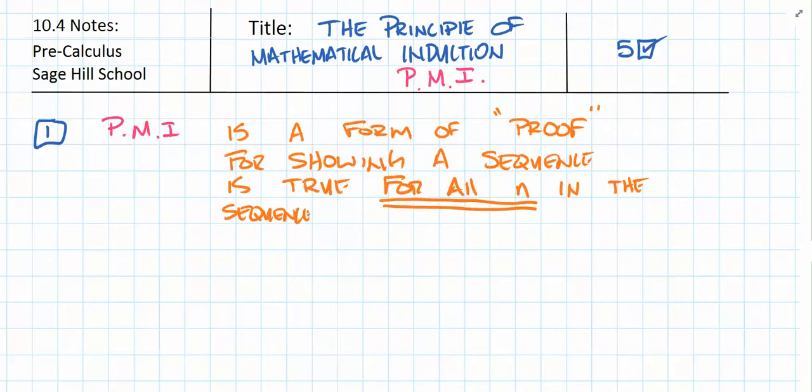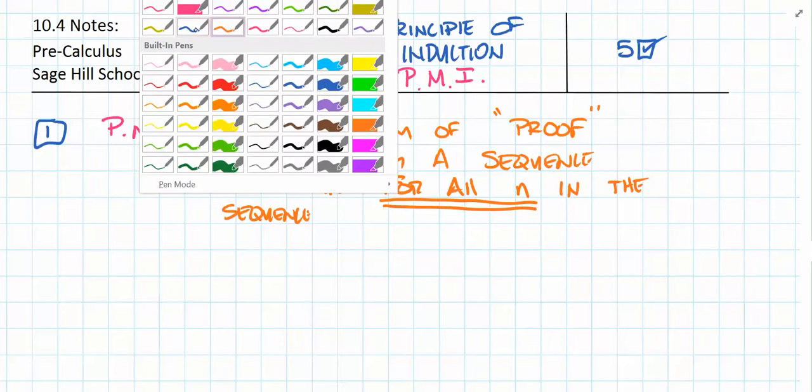Okay, so here is what it is. This is the straight up definition. It's kind of watered down a little bit. So PMI, or the principle of mathematical induction, is a form of proof for showing a sequence is true for all n, and I'm talking about the way that we describe sequences and n's in that particular sequence, okay? That's what we're going to call PMI, the principle of mathematical induction. Are you guys okay with that part so far?